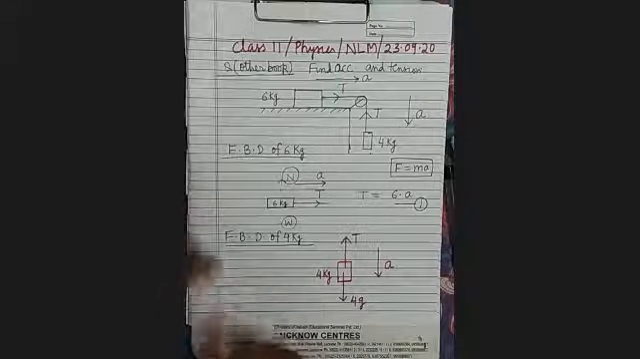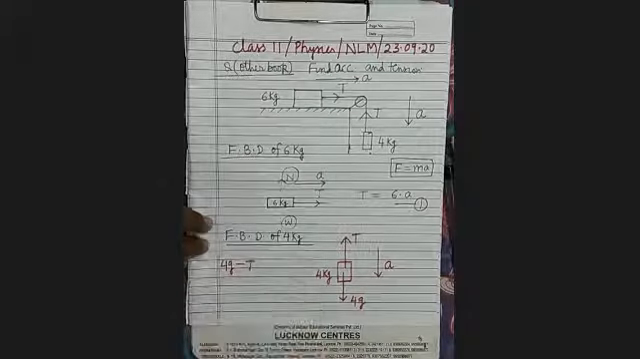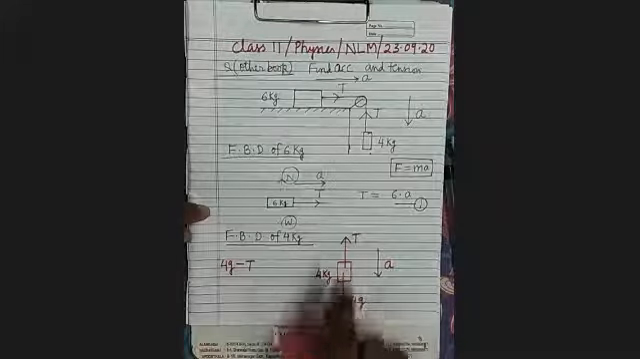So what will be the net force acting upon it? The net force acting upon it will be 4g minus T. Why 4g minus T? Because both the forces are acting in opposite directions.